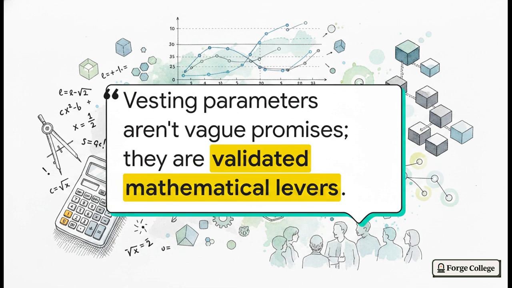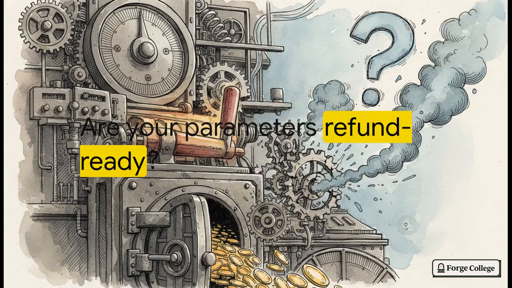When you take this kind of scientific approach, it completely changes how you communicate with legal teams, product managers, and community stakeholders. You aren't just guessing anymore. You have the hard math to back it up. So I'm going to leave you with this final, provocative challenge. Are your parameters refund ready? Think about it. What happens to these perfectly calibrated dials if a major investor requests a refund halfway through a vesting cliff? Well, that is exactly the complex reality we'll tackle in our next challenge on refund mechanisms.